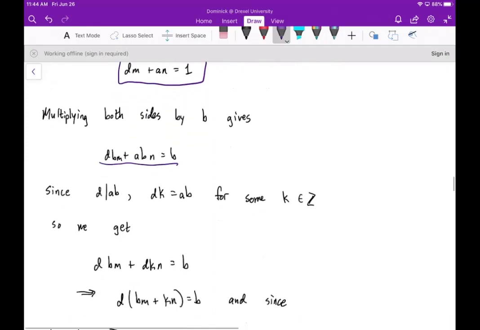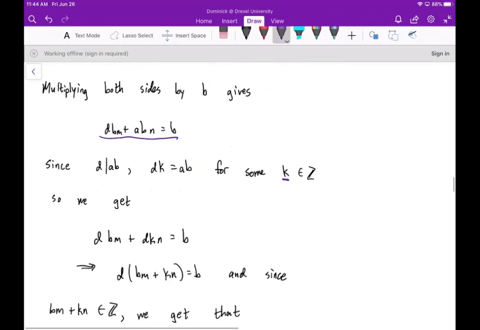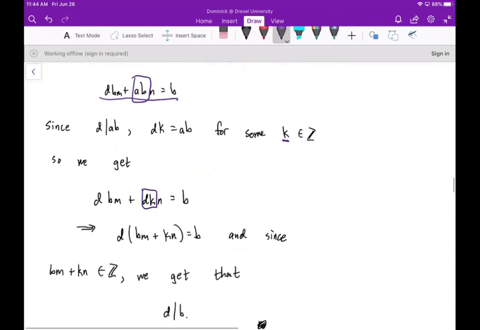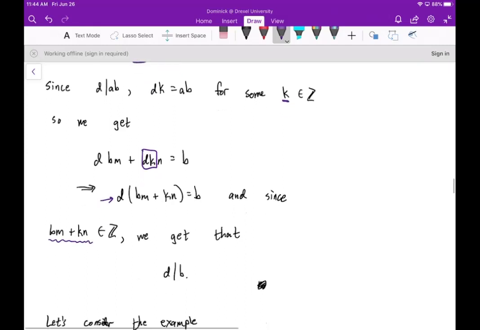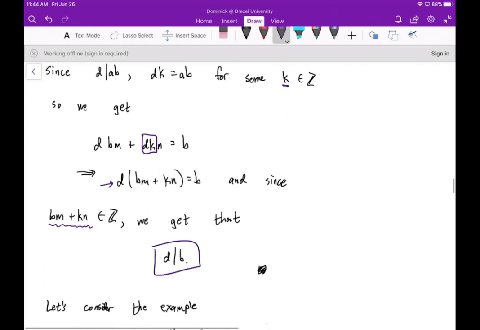Now, since d divides a times b, we know that d times some integer k is equal to ab. So we're going to plug that in, right? So this ab right here is going to become dk here. But now we can factor out a d on this side, and we get d times bm plus kn. And since this is some integer, we've shown that d times some integer gives us b, which tells us that d divides b. All right, and that completes that proof.